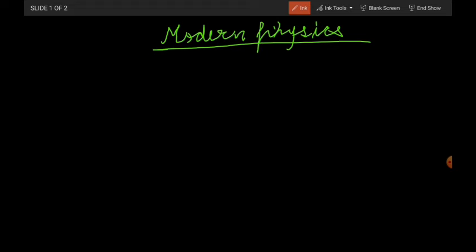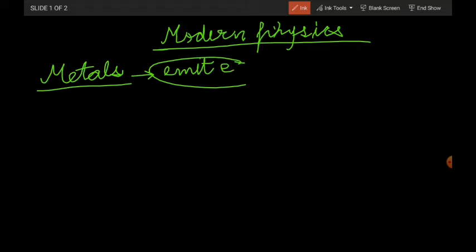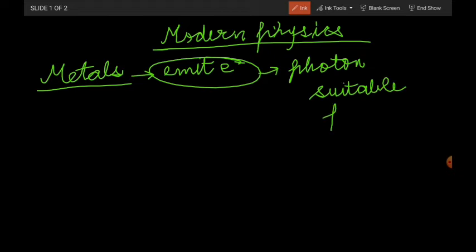So, first of all, in modern physics, we will be knowing about what we mean by metals. Metals are those substances which can emit electrons. Now, the emitting of electrons, in our chapter, we are dealing with basically when a photon of suitable frequency is incident on any metal surface, then the equivalent electrons will be emitted. But before that, we have to see some important things.